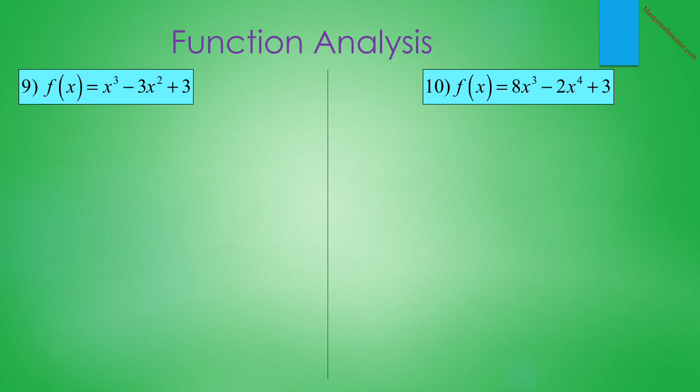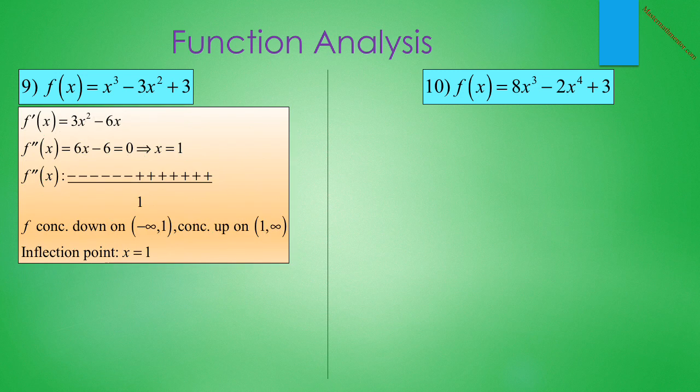On problems 9 and 10, you are asked to determine intervals where f of x is concave up, concave down, and the location of any inflection points, and also to confirm your answers graphically. Number 9 reads f of x equals x cubed minus 3x squared plus 3. The best way to find concavity and any points of inflection is to find the second derivative. So we get f prime of x equals 3x squared minus 6x, and f double prime of x equals 6x minus 6. We set that equal to 0, and we get x is equal to 1.